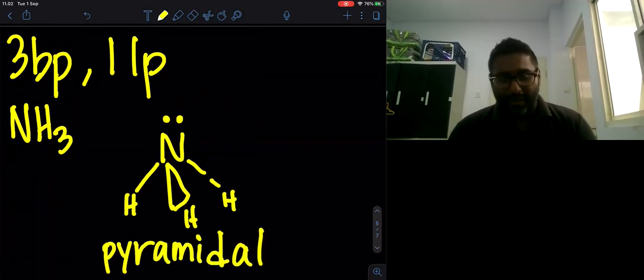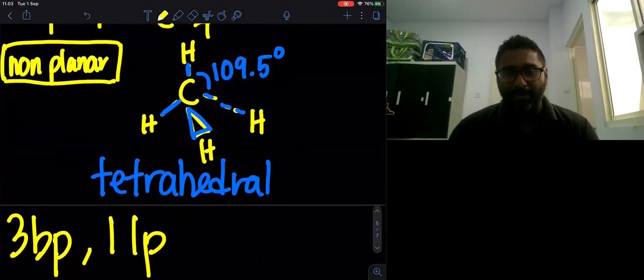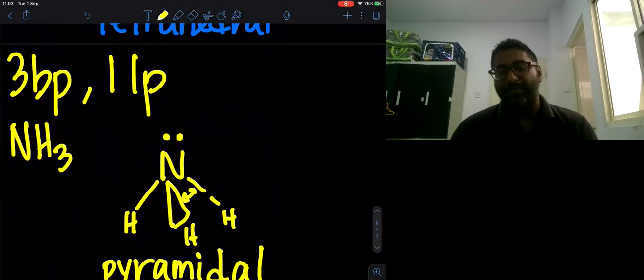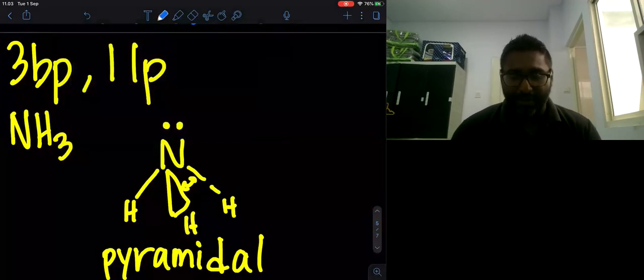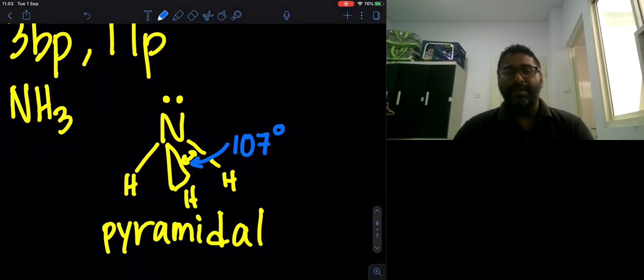And then the bond angle compared to just now was 109.5. Now, because of the presence of this lone pair, the 109.5 is pushed much smaller, because of the lone pair. So the bond angle now is no longer 109.5. The bond angle now is going to be 107 degrees. Please memorize. It's a pyramidal shape.